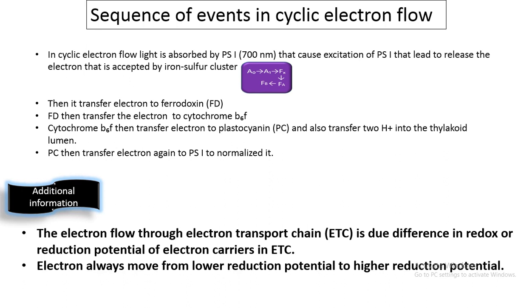For your additional information, the electron flow through the electron transport chain is due to difference in redox or reduction potential of electron carriers in the electron transport chain. Electron always moves from the lower reduction potential to the higher reduction potential. That means in the ETC, there are electron carriers, and the electron carriers are either electron acceptors or electron donors. So the reduction potential of the electron donor is always lower than the reduction potential of the electron acceptor. That's why the electron flows in a particular direction in the ETC. So that's all about the light dependent phase of photosynthesis.